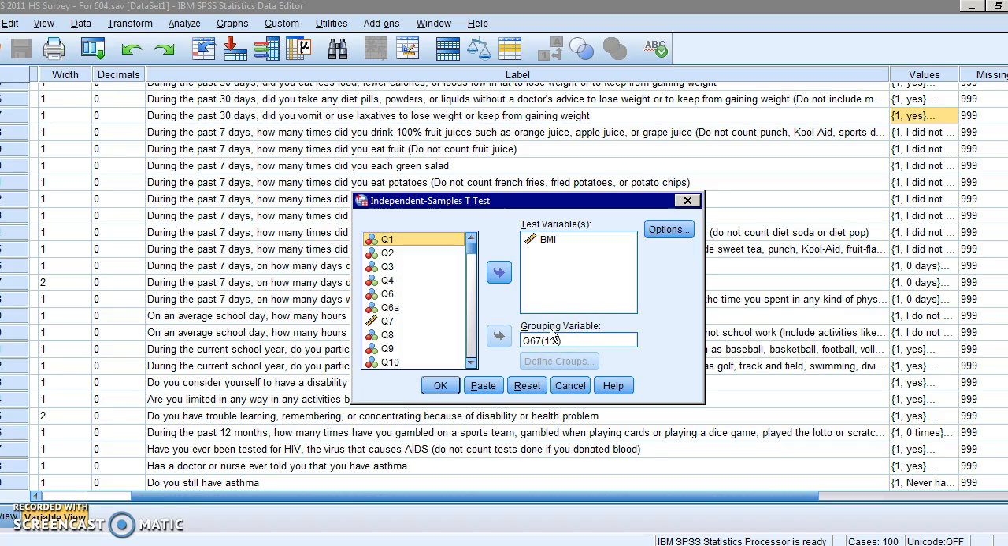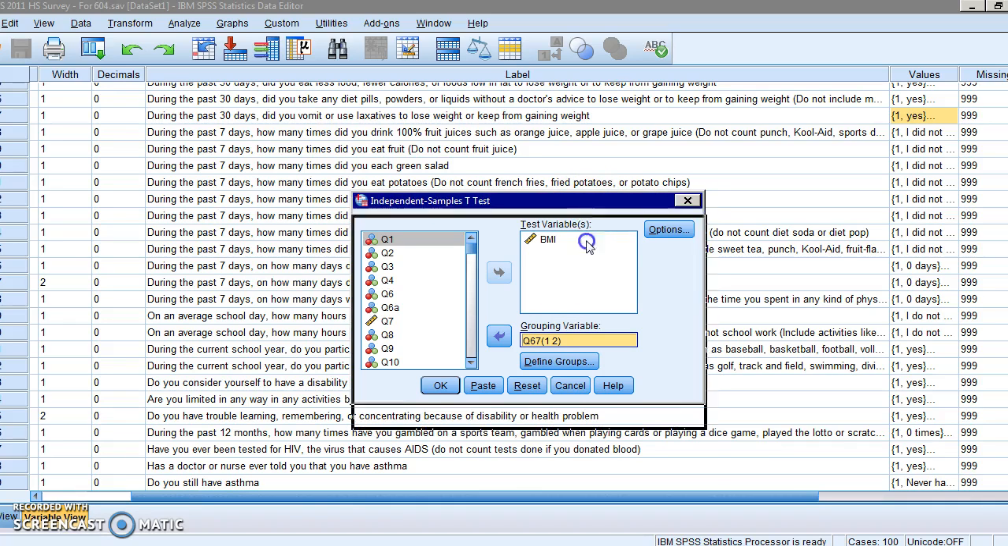And remember I said that the independent variable is a nominal variable that has two unrelated groups. So these are the groups that SPSS is referring to. And the test variable, you can think of it as your dependent variable. SPSS also wants you to define your groups because it doesn't know. It knows that it has two groups, but it wants you to tell it what these groups are.